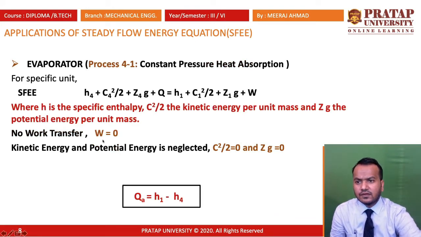Now the last one, the evaporator. Process 4 to 1, constant pressure heat absorption in that evaporator. In the evaporator, you know that the work transfer is 0. The evaporator doesn't do any work, and the potential energy and kinetic energy should be neglected. Putting this assumption in the steady flow energy equation, you get QA, the heat addition, equal to h1 minus h4.